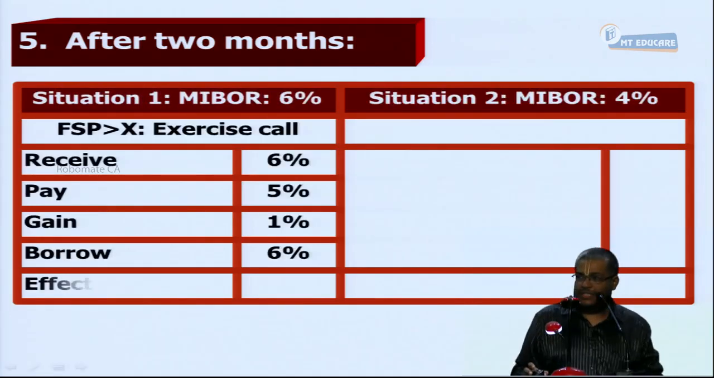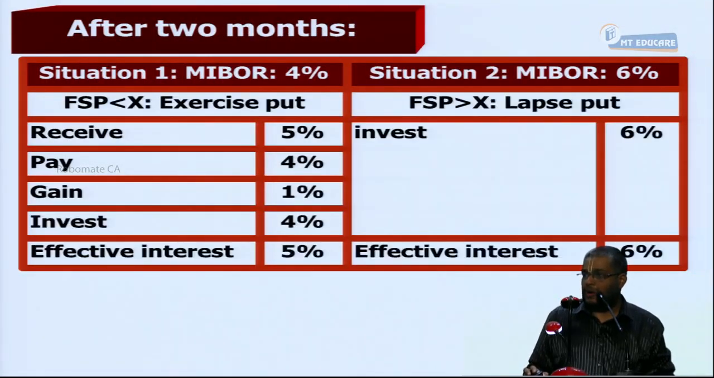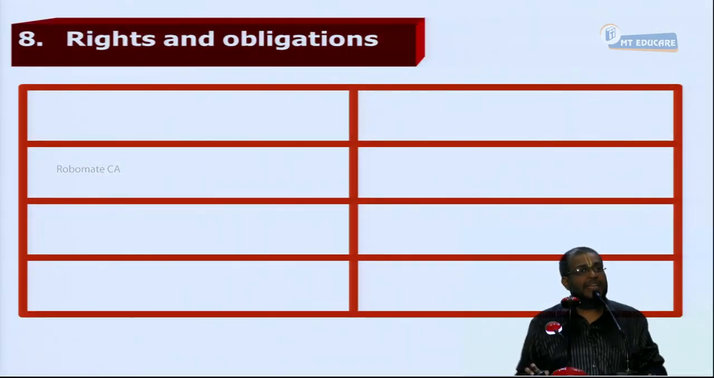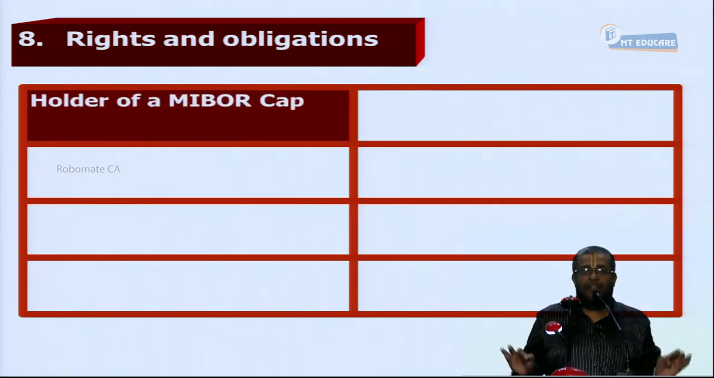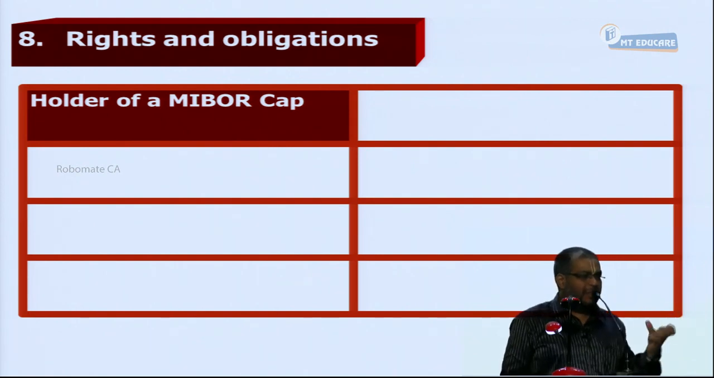Now, the summary is very simple. All this has been typed and given to you. Rights and obligations. First, the holder of a MIBAR cap. You are a call holder. Right or obligation? Right.